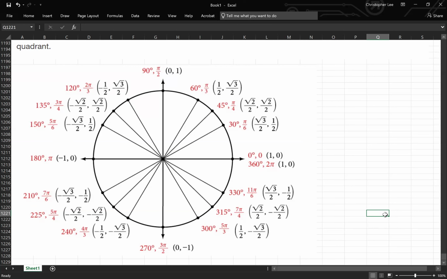Leave this up for a minute in case anybody wants to take a picture and take a look at it. Literally, this one picture has all the answers to your homework.